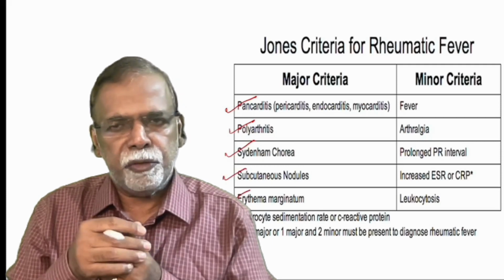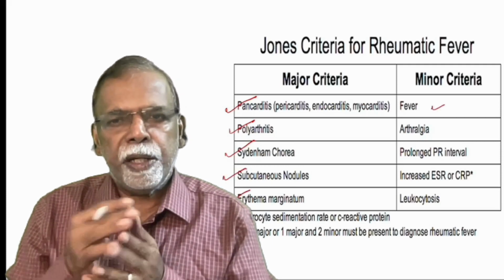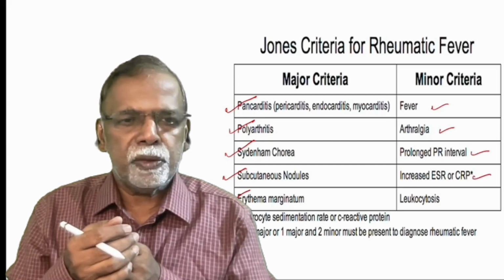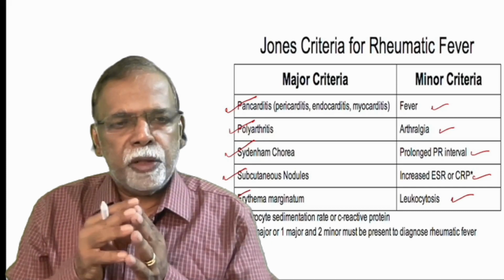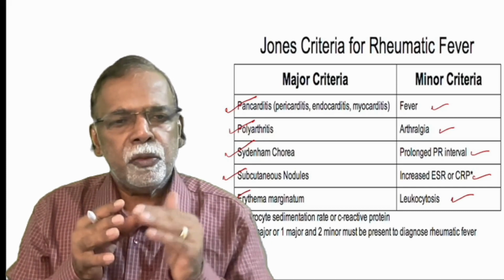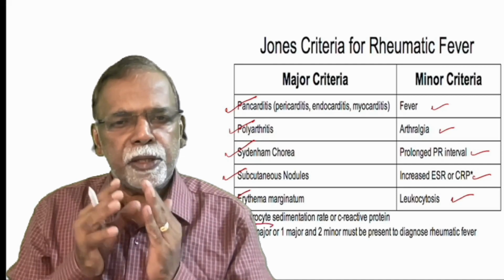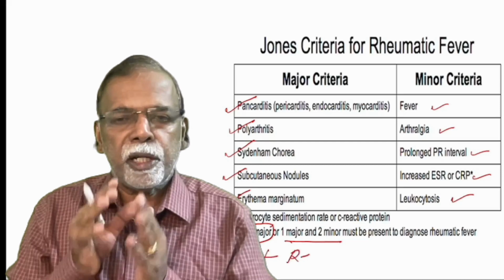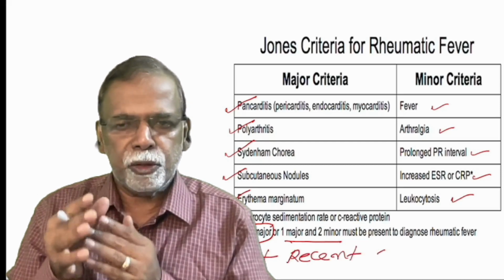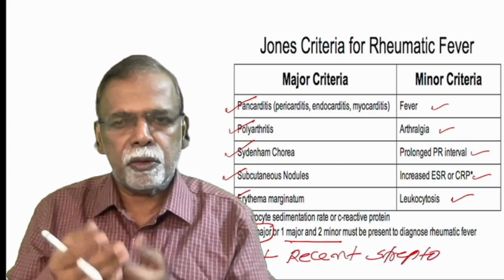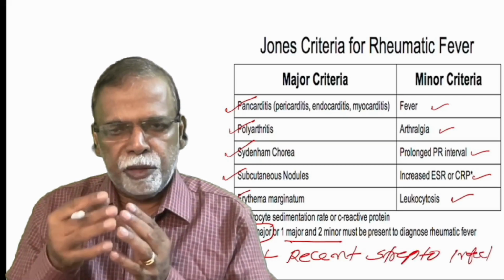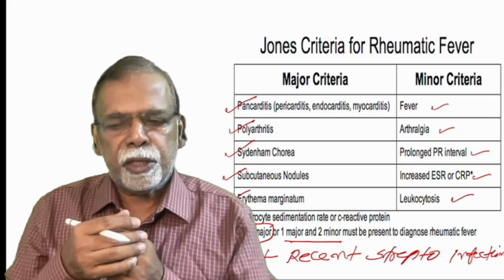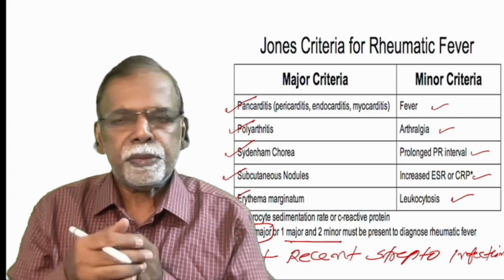Minor criteria: fever, arthralgia, prolonged PR interval, increased acute phase reactants like ESR and CRP, and leukocytosis. A diagnosis of rheumatic fever requires two major or one major plus two minor. And there should be evidence of streptococcal infection, that is mandatory. In addition to this, there should be evidence of streptococcal infection like sore throat, from which you should get a positive culture. Other details we will study in next sessions.